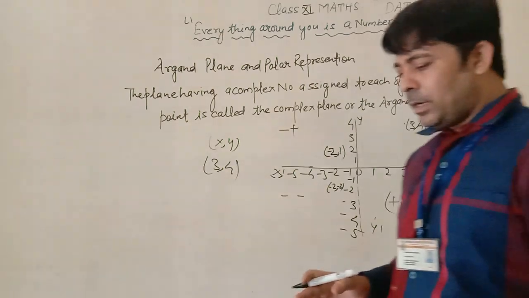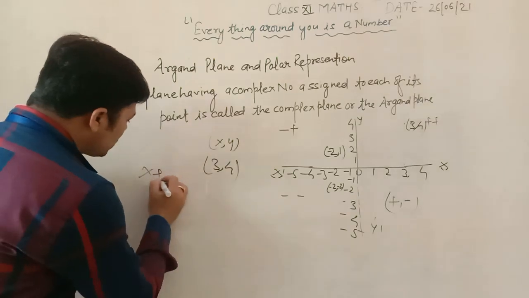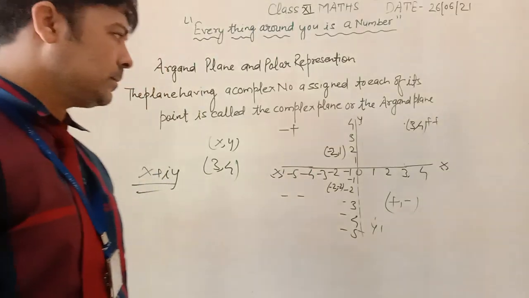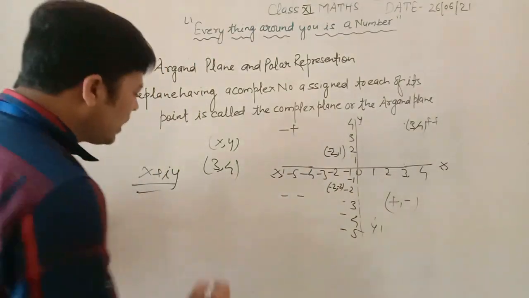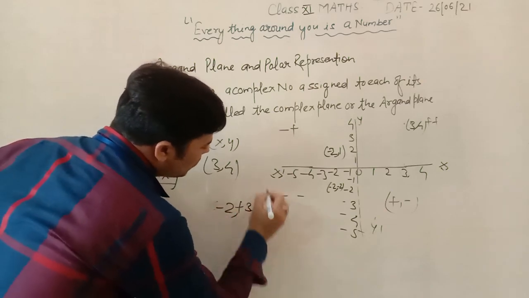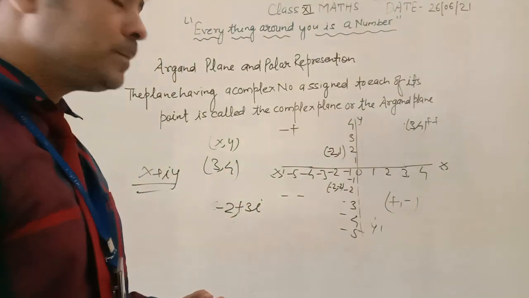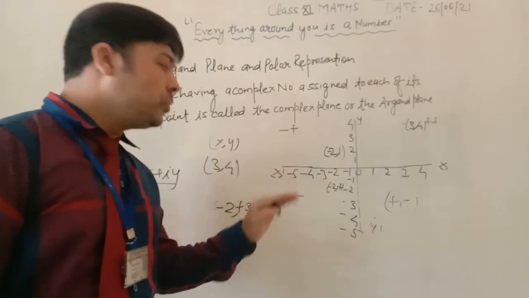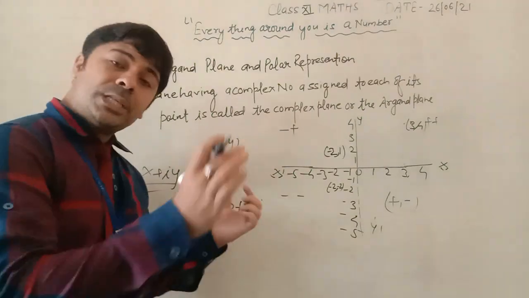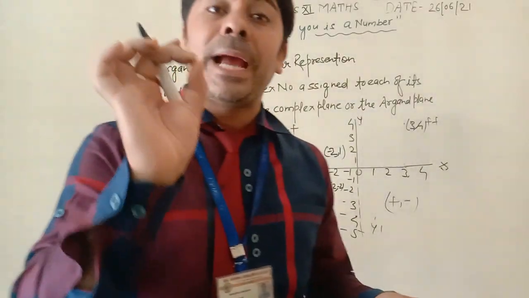In a similar manner, we can express the complex number x plus yi in a plane. Like if we represent minus 2 plus 3i, how can we locate it in a plane? In a similar manner, we take out the ordered pair. From minus 2 plus 3i, the ordered pair is minus 2 comma 3.